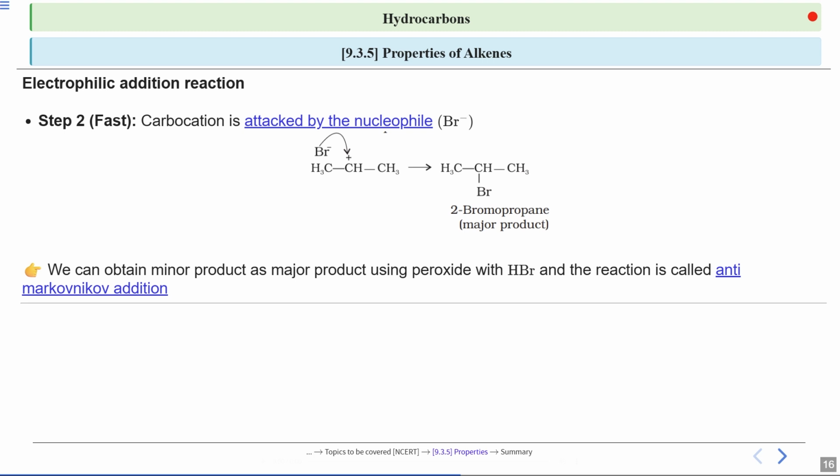We can obtain the minor product as the major product using peroxide with HBr. This is the second thing that we are going to study, and it is named anti-Markovnikov addition. Now can you apply the Markovnikov rule here? Yes, it's very obvious. What is the negative part of your HBr? It is Br minus. The positive part is H plus. So the Br minus goes to that carbon which has lesser number of hydrogen, and that is your middle carbon. Therefore, it is getting your Br minus.